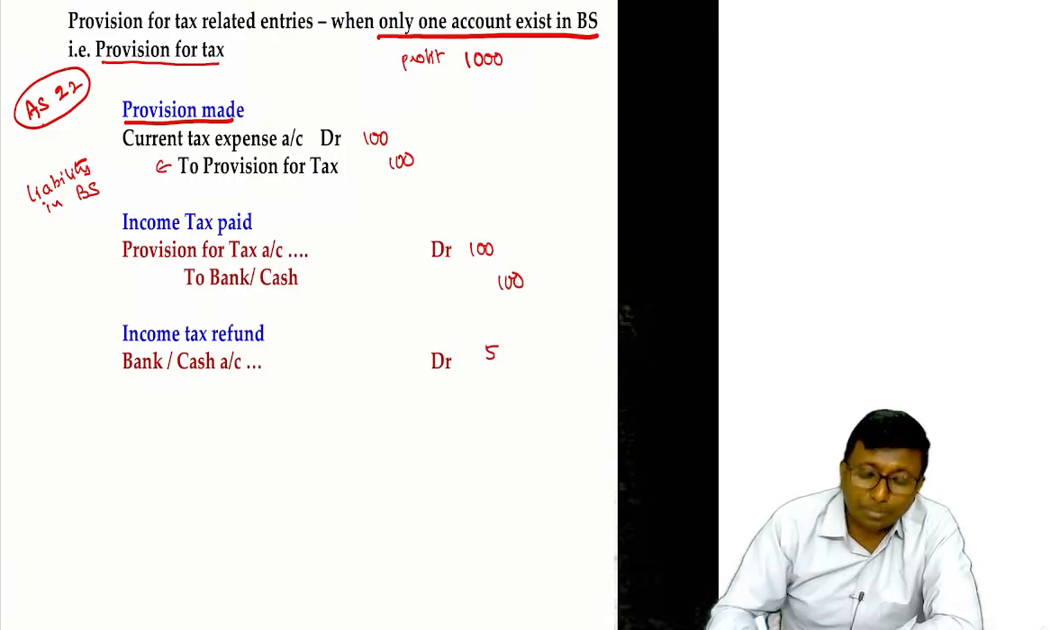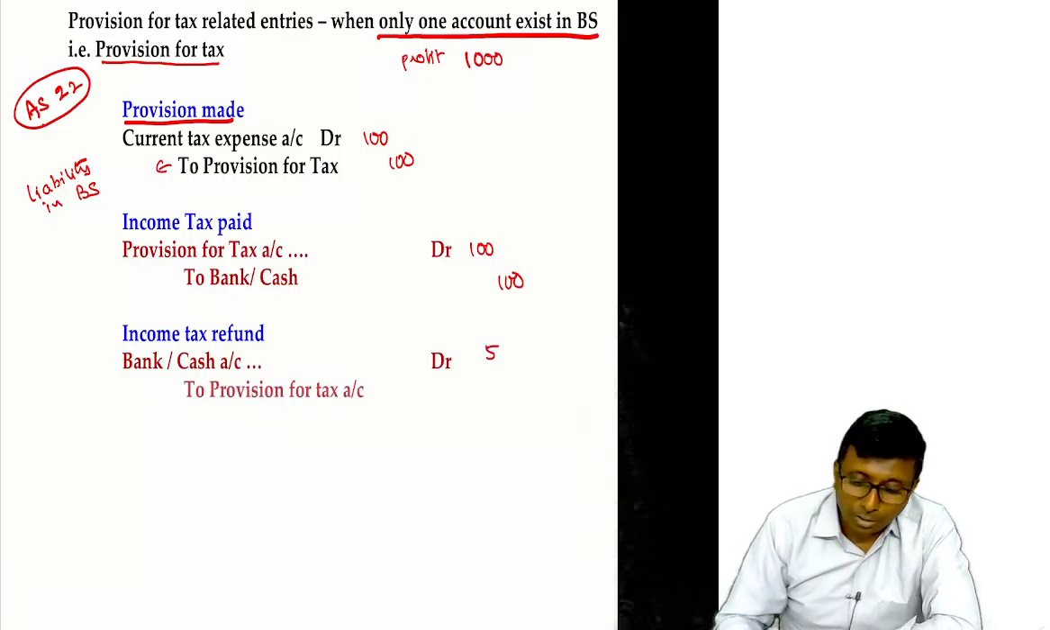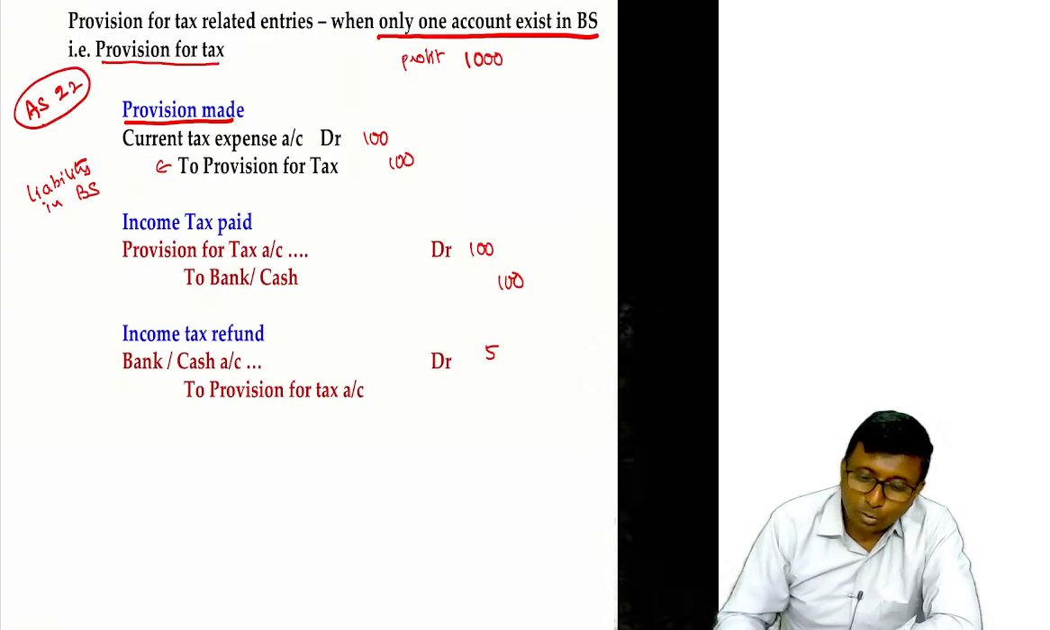Sir, cash or bank account debit 5 rupees. And what should I say? To provision for tax, reduce it. Correct na? Reduce the 5 rupees. Correct na? You are supposed to.